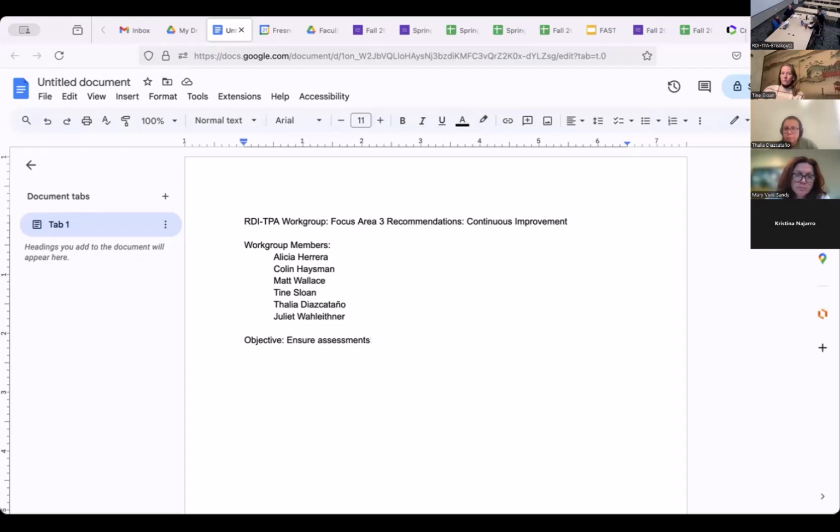I also have a question. Is continuous improvement tied to a particular standard in the accreditation process? Yeah, Common Standard 4. It's actually about continuous improvement. I wanted to pull up that language. Okay, that's important. Let's look at the accreditation standards.